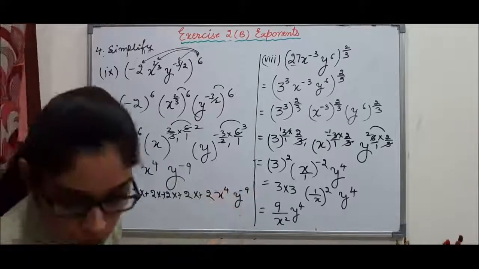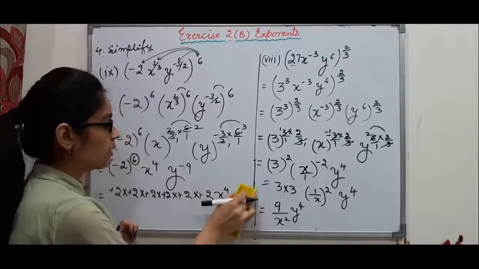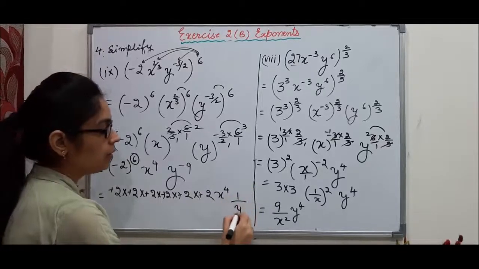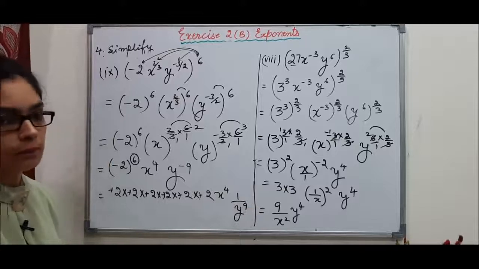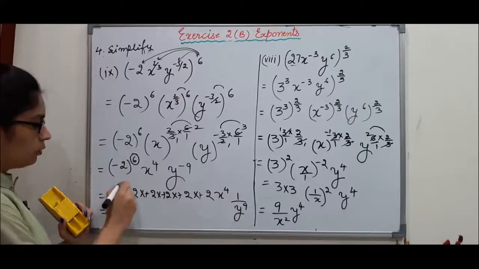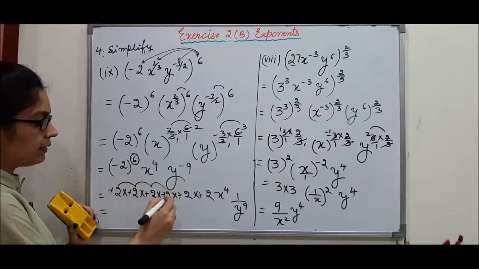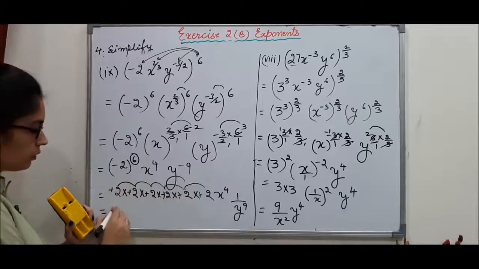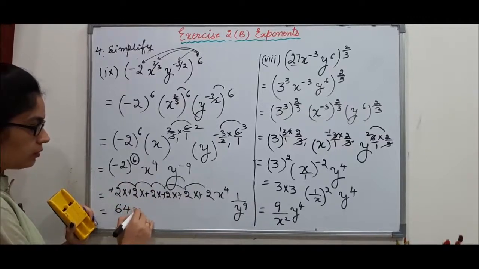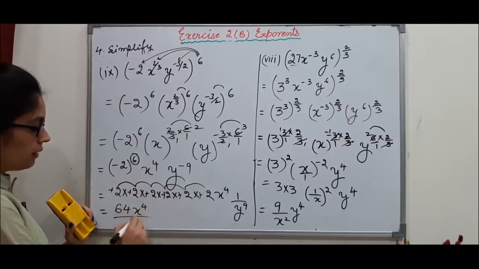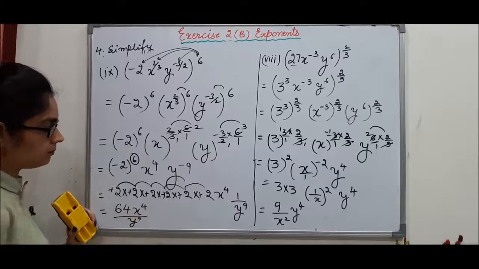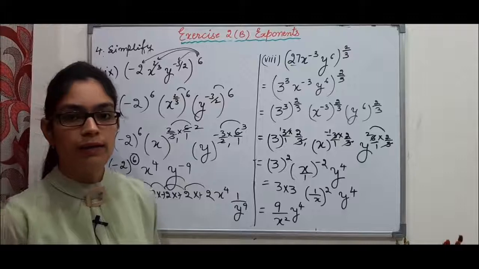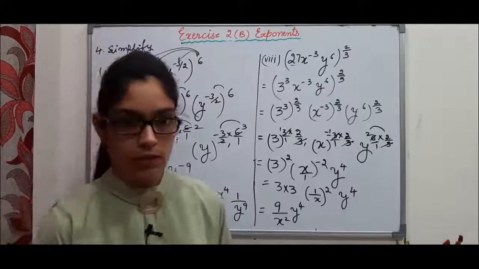Here also, if you want, you can take the reciprocal. Y to the power minus 9, if we take its reciprocal, it will be changed to 1 by y to the power 9. So 2 into 2 4, 4 into 2 8, 8 into 2 16, 16 into 2 32, 32 into 2 64. 64 into x to the power 4 by y to the power 9. So this is the answer of this, and in the next video I will continue from the 5th question of this exercise.